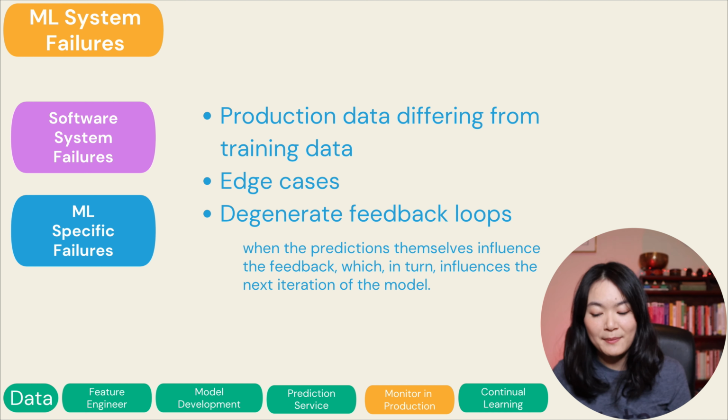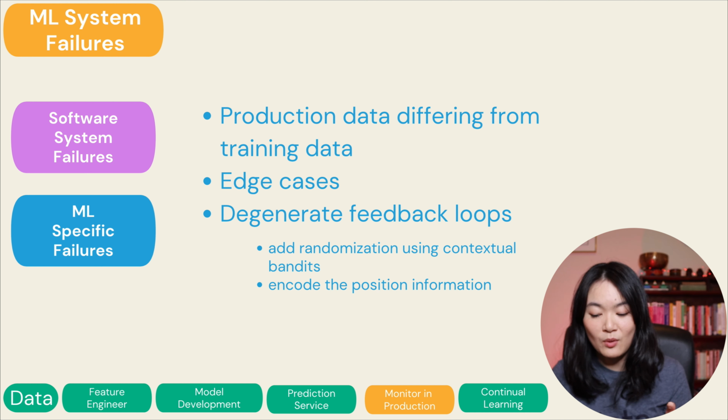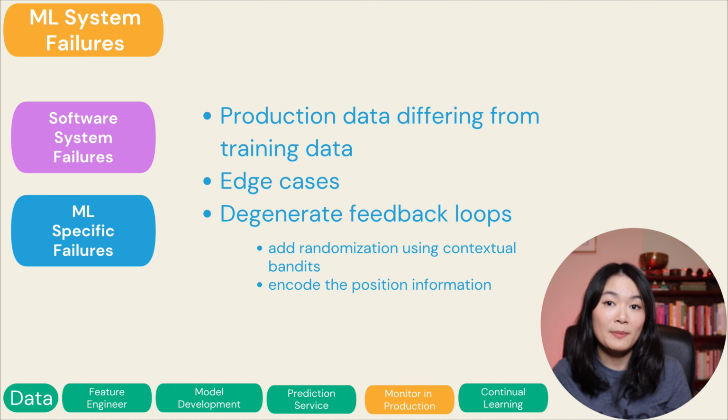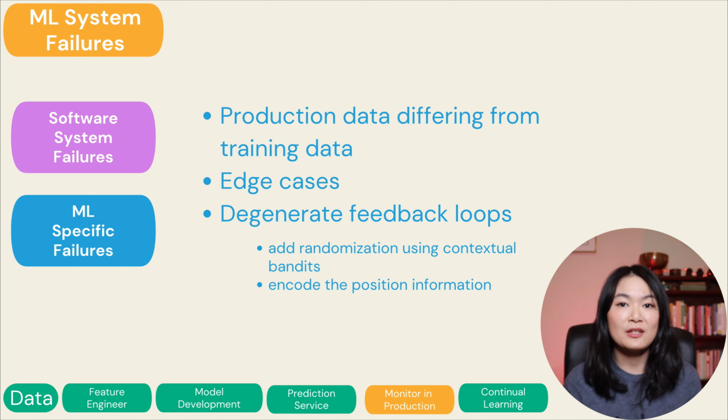A degenerate feedback loop can happen when the predictions themselves influence the feedback, which in turn influences the next iteration of the model. Degenerate feedback loops are one reason why popular movies, songs, books keep getting more popular. You can add randomization, for example, using contextual bandit as an exploration strategy, or encode the position information using positional features to solve this issue.